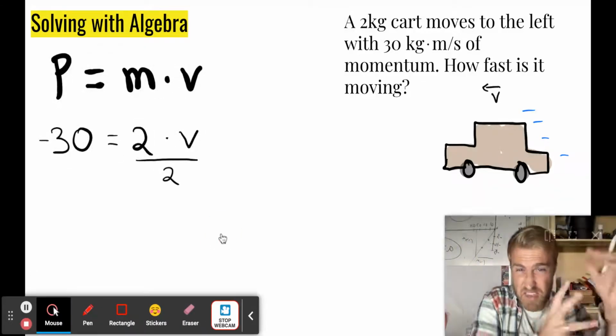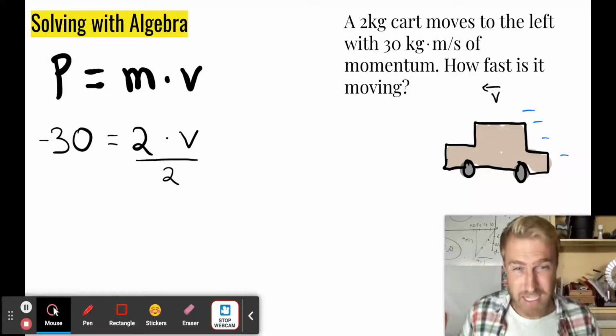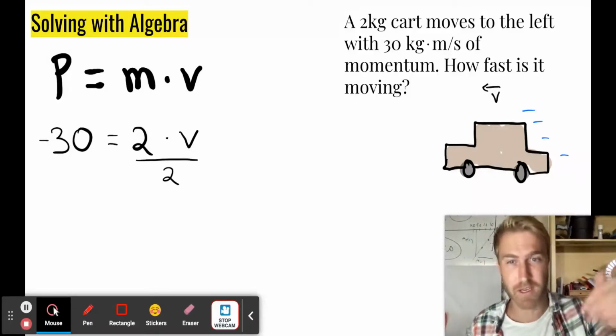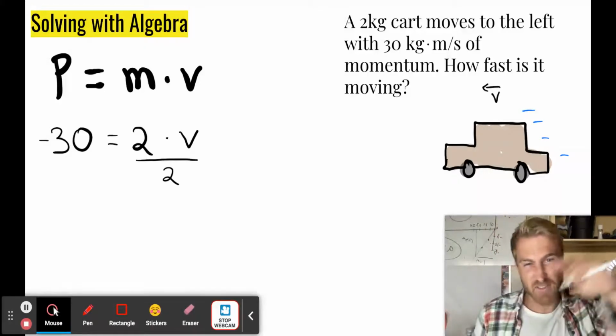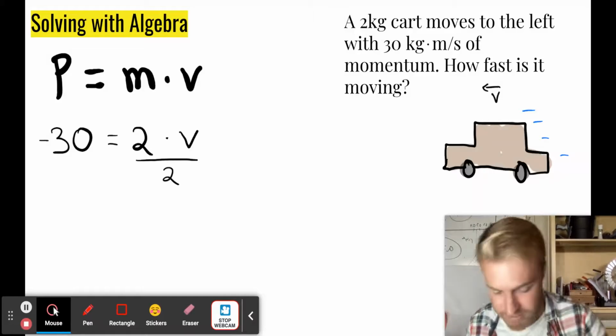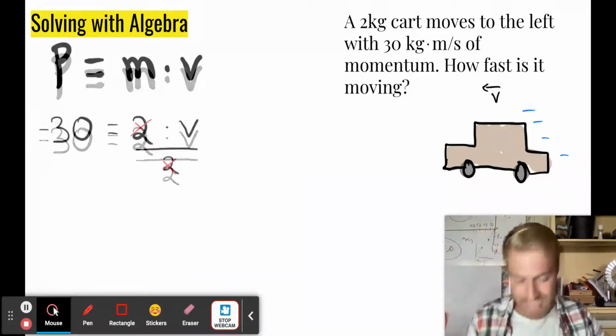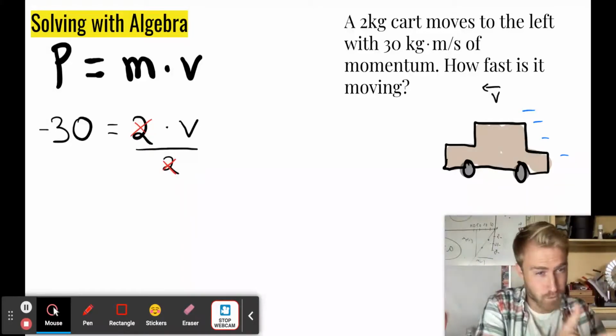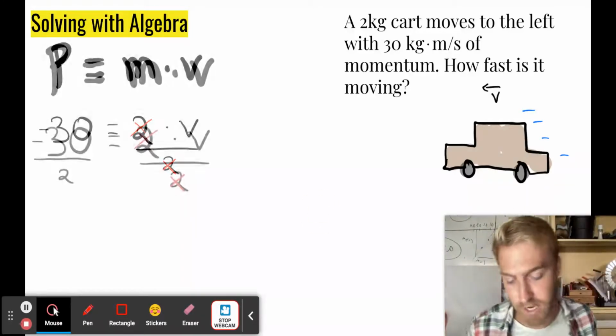Next step. V was being multiplied by 2, and I'm going to use the principle of opposite operations, my algebra rule, where if I have a times 2, now I've got to divide by 2. The opposite of multiply is divide. And what that does is now those 2's cancel. And then the other rule of algebra is whatever you do to one side, you've got to do to the other. You all know this.